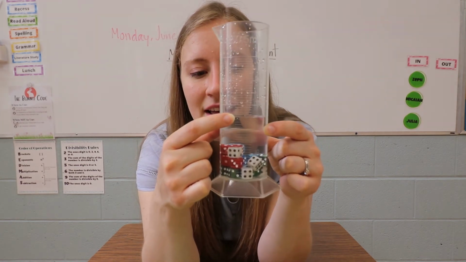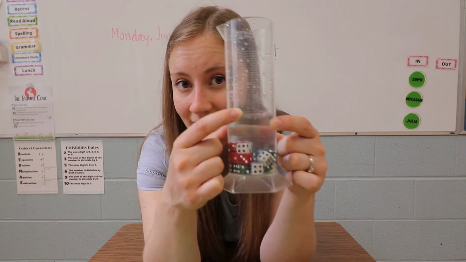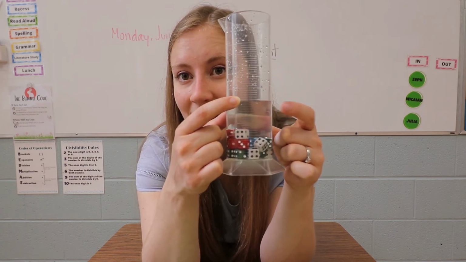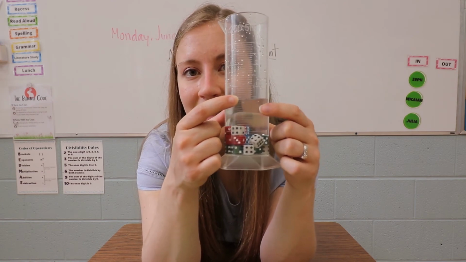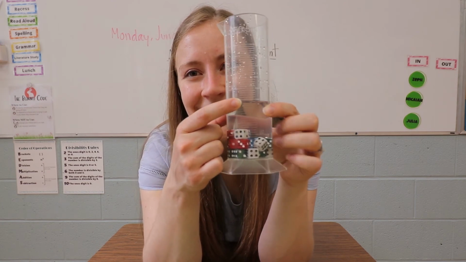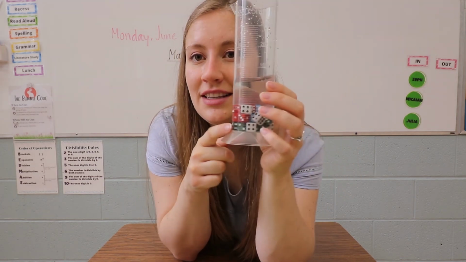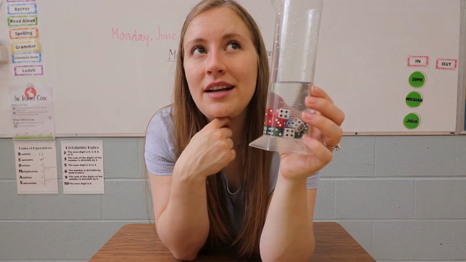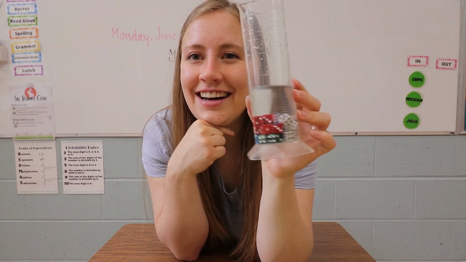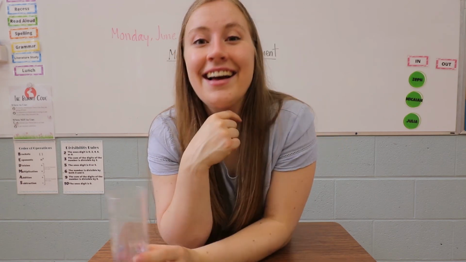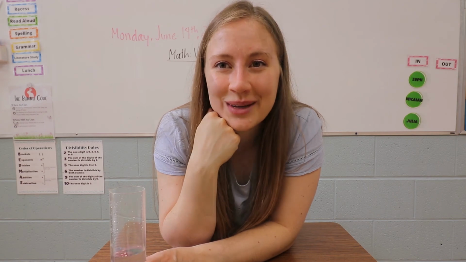So that means that all 20 of these dice together are worth 25 milliliters, okay? Because we started with 100 milliliters, and we ended with 125, okay? So cool stuff. So that means each one of these is worth about 1.25 milliliters. So they're just little guys, but we can measure them and find their volume by using displacement.